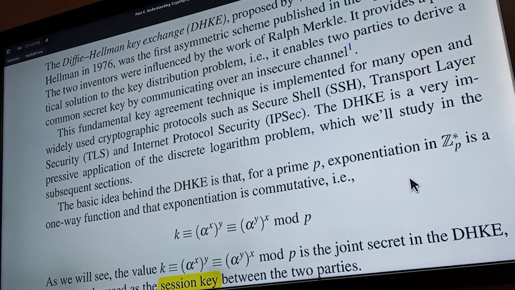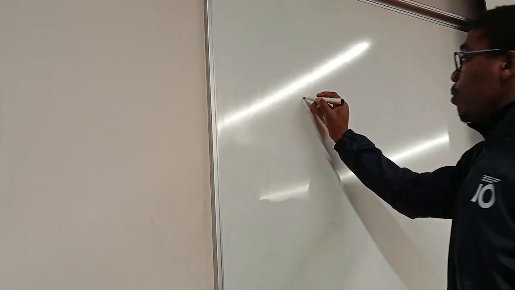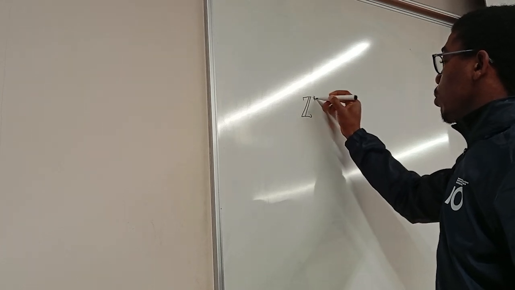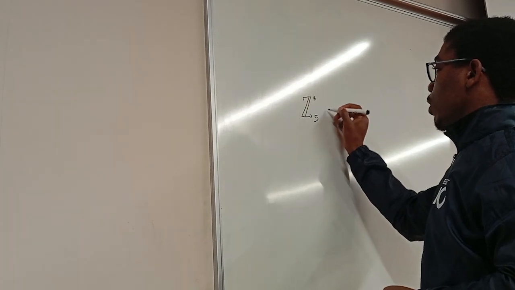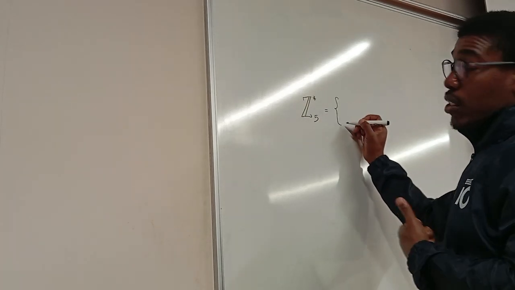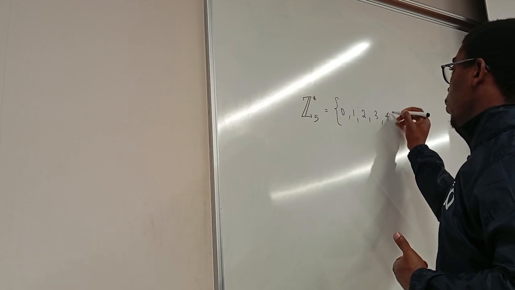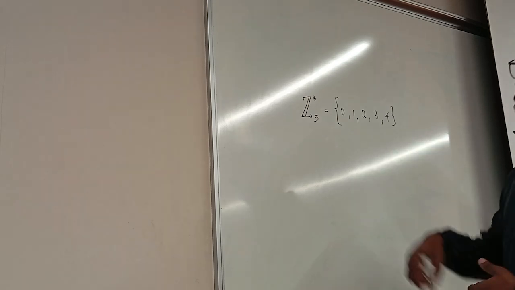And let's actually write this on the board. So when we say, for example, we have this integer group, p is actually prime, so we can have 5. So the elements of this set would be 0, 1, 2, 3, 4. So p minus 1 is 4.